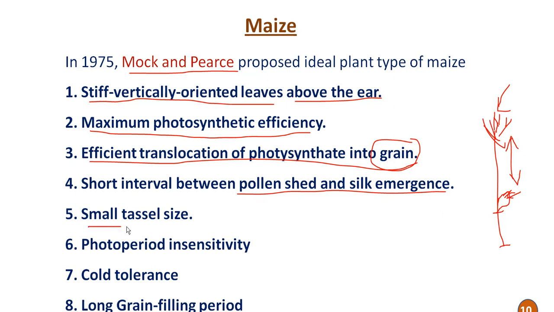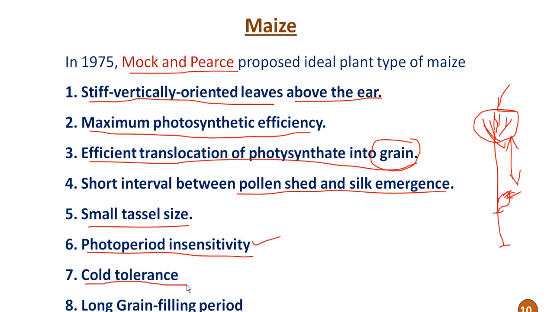Then small tassel size. Tassel means the male inflorescence present at the top. So small tassel size is preferred. Then photoperiod insensitivity: maize is a day neutral crop. It is insensitive to photoperiod, so it is grown throughout the year. So in case of maize, photoperiod insensitivity is preferred.